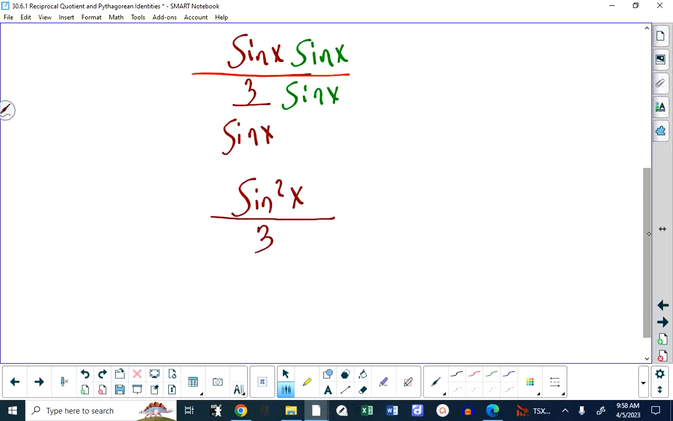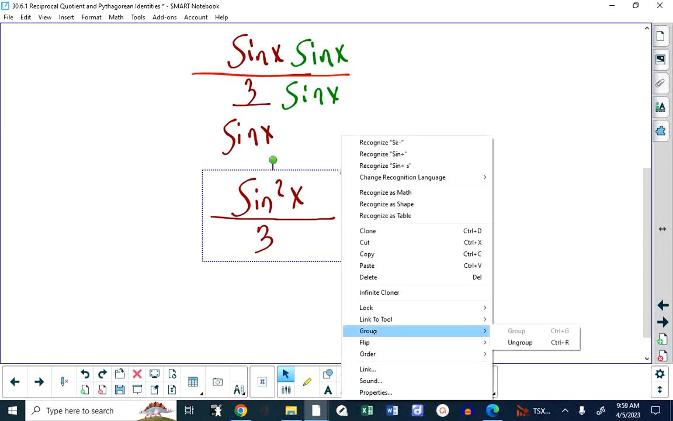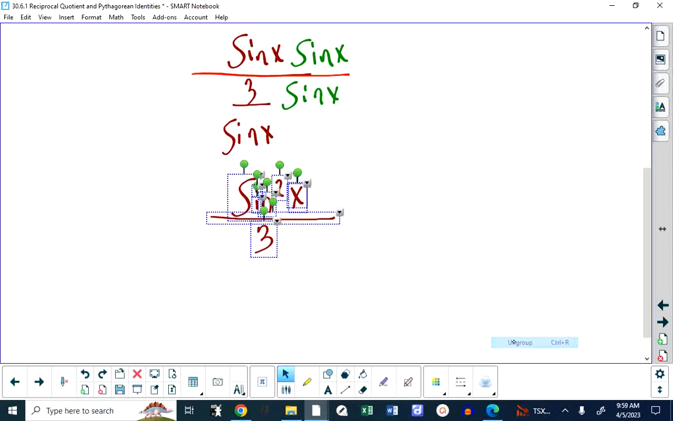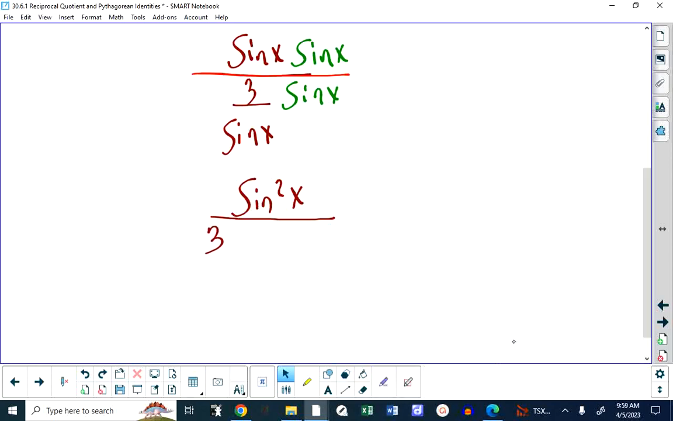And you should recognize that this is the same as that. Dividing by 3 is the same as multiplying by 1/3. So I have 1/3 sine squared of x. Other questions?